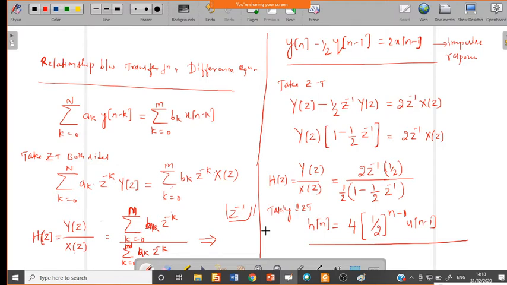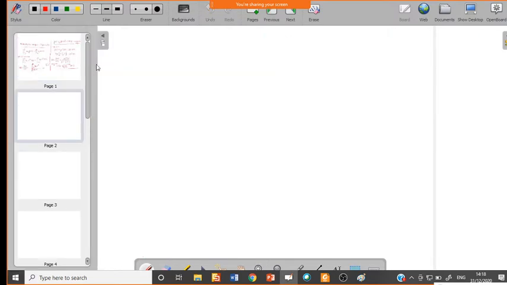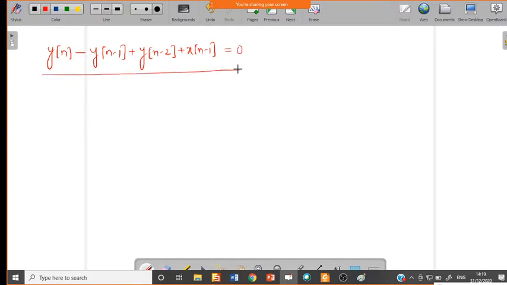I will give the difference equation. Try to find out the time domain signal. Take this one difference equation: y of n minus y of n minus 1 plus y of n minus 2 plus x of n minus 1, which is equal to 0. Take this one and try to find out.